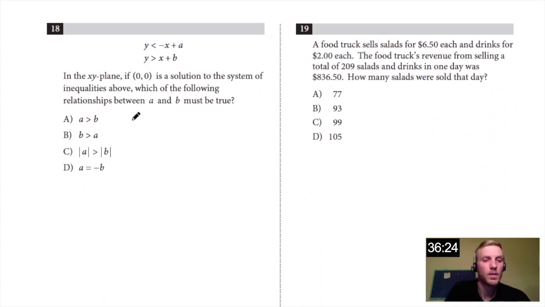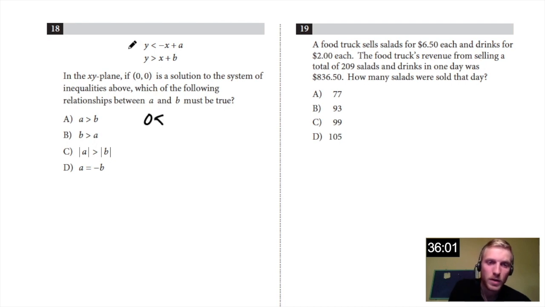Okay. In the xy plane, if (0, 0) is a solution to the system of equations above, which of the following relationships must be true? So when x and y are both equal to 0, we have a solution to the system. So let's first substitute in (0, 0) to try and get some knowledge about this.